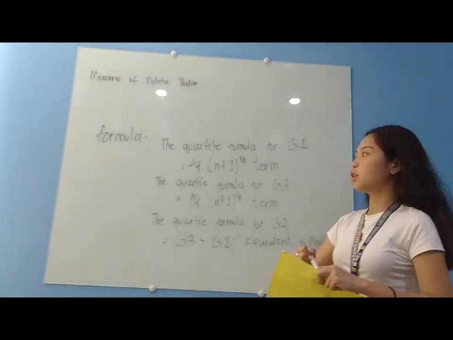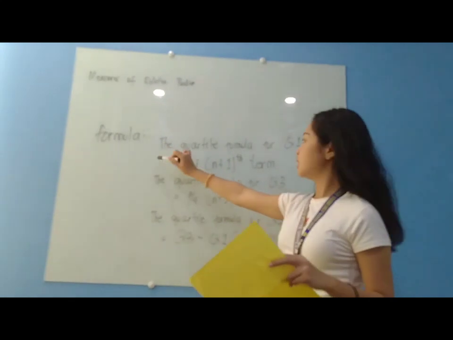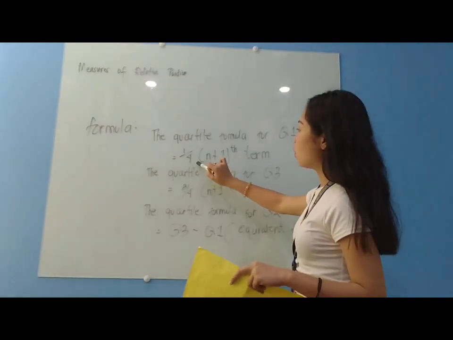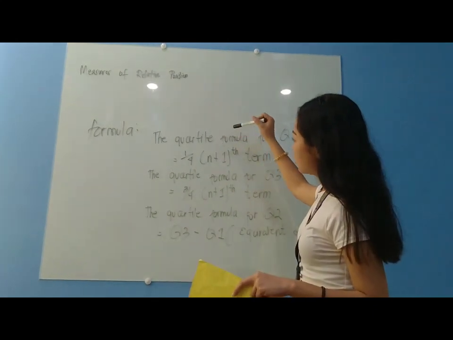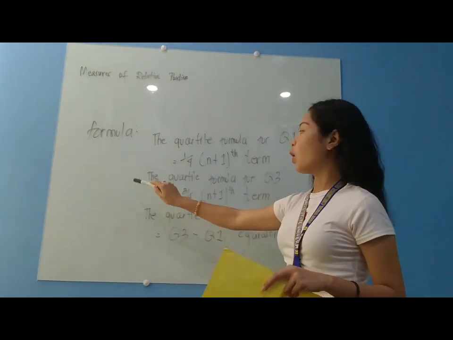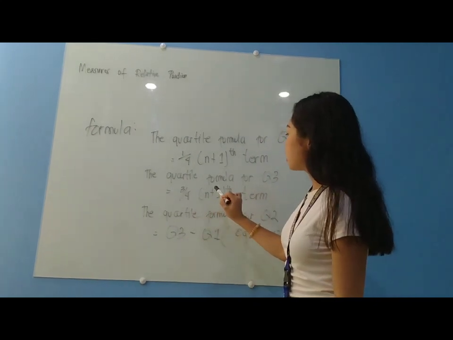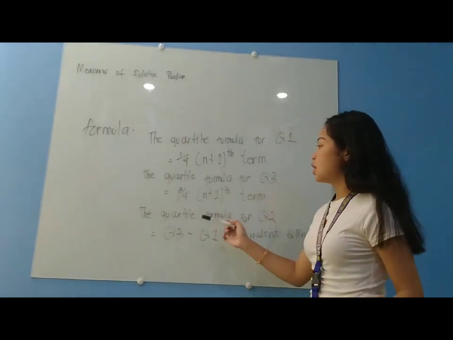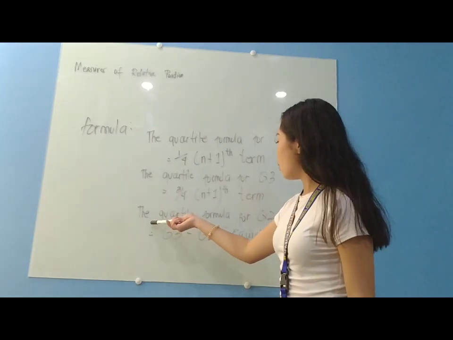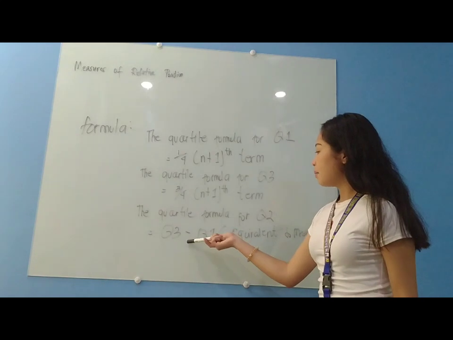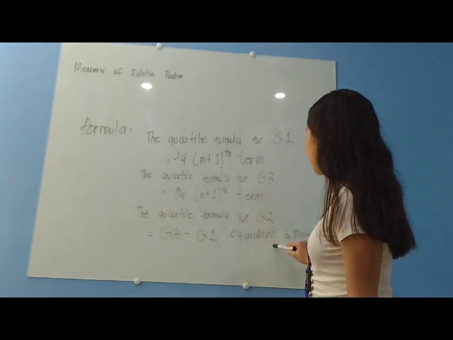So these are all the formulas of quartile. The quartile formula for Q1 is 1/4 n plus first term. The quartile formula for Q3 is 3/4 n plus first term. And the last is the quartile formula for Q2, which is equal to Q3 minus Q1, equivalent to the median.